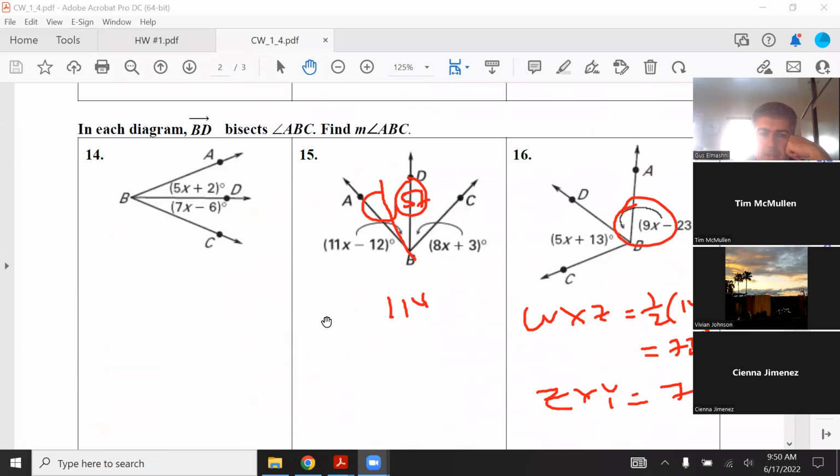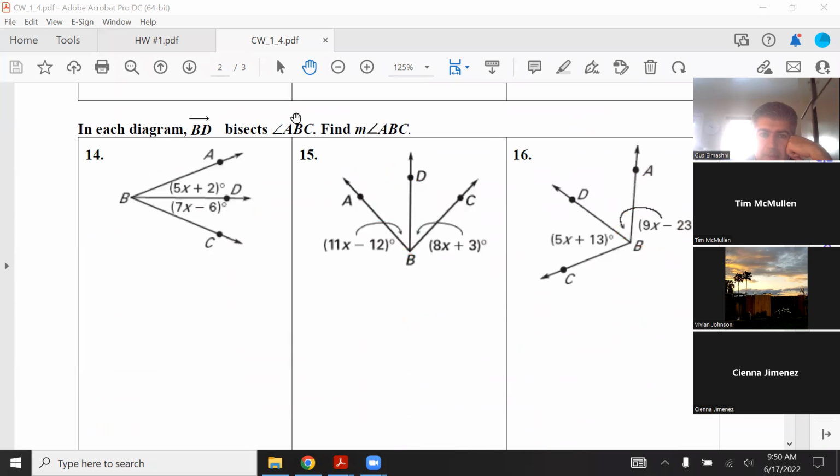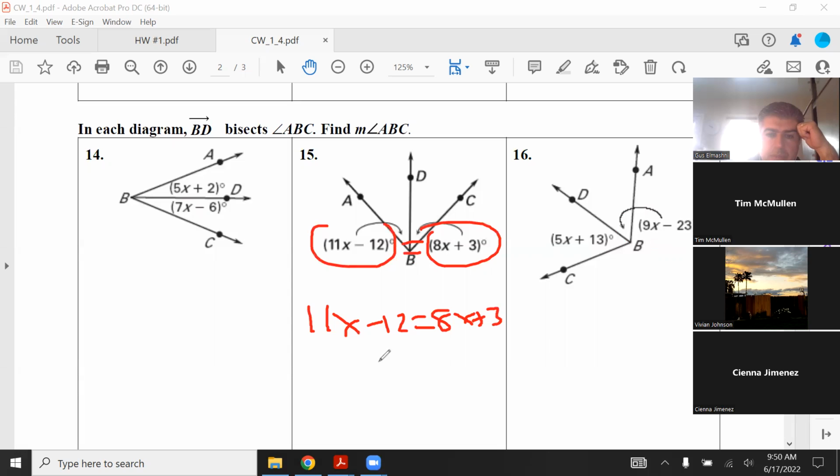And then here, again, you're told that you're doing the bisector and you're given both the small parts. So you're going to set those equal to each other. Adding is not going to do anything for us. We have to set them equal to each other, just like we saw with the segment bisectors, right? When we're bisecting segments, each of the halves were the same because they're both halves, right? 11x minus 12 equals 8x plus 3. You should get 3x equals 15 because you got to move the negative 12 to the right, the 8x to the left. X is 5, just doing your algebra correctly.